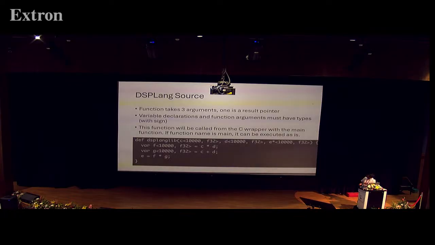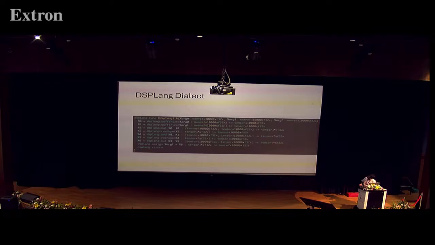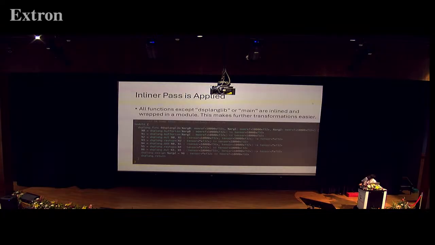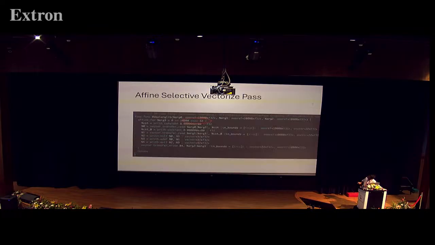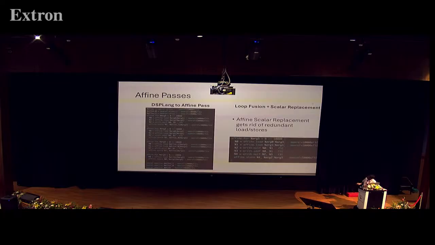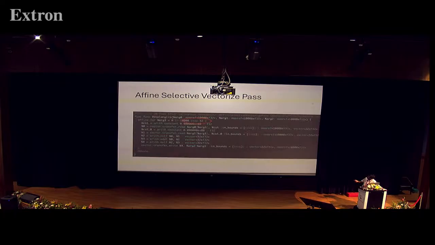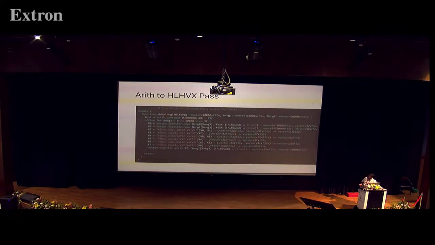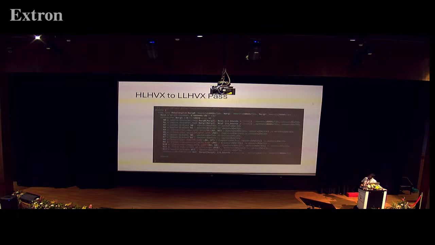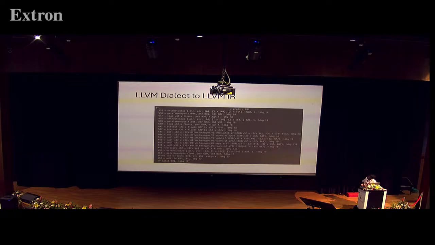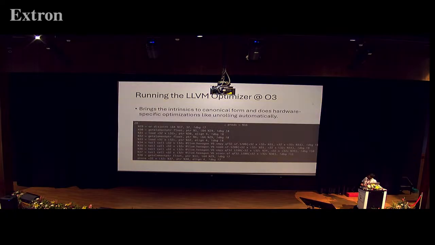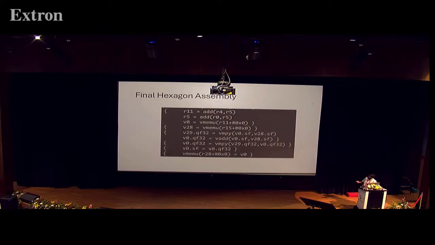So let's walk through the passes quickly. On the DSP Lang dialect, the traditional LLVM passes are applied. And the selective vectorization pass determines the step size as 32 and does the vectorization. Then it's converted to HLHVX, and this is converted to LLHVX, then to the LLVM dialect and to LLVM IR. And when the optimizer is done, we'll be able to generate the most efficient vector processing code for this particular use case.